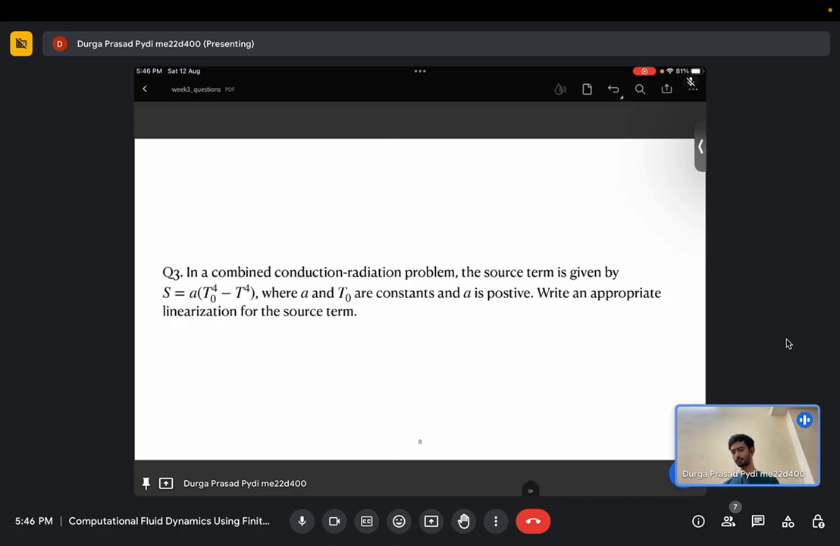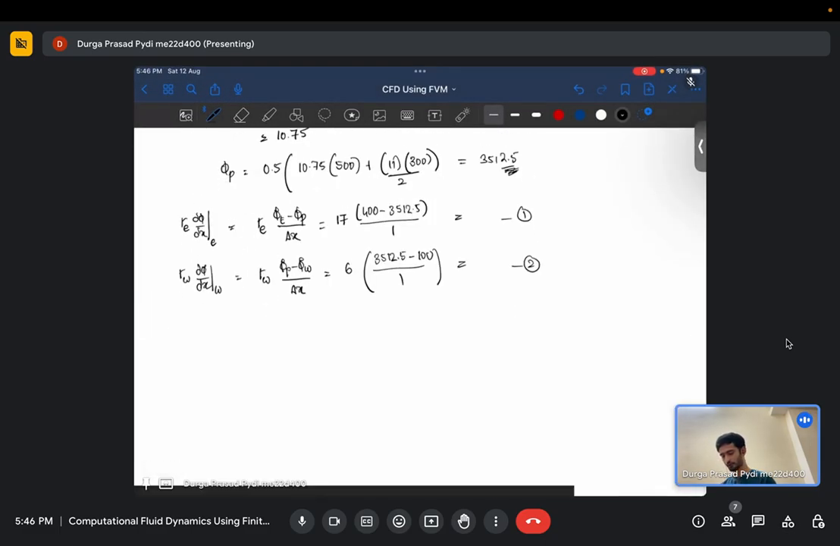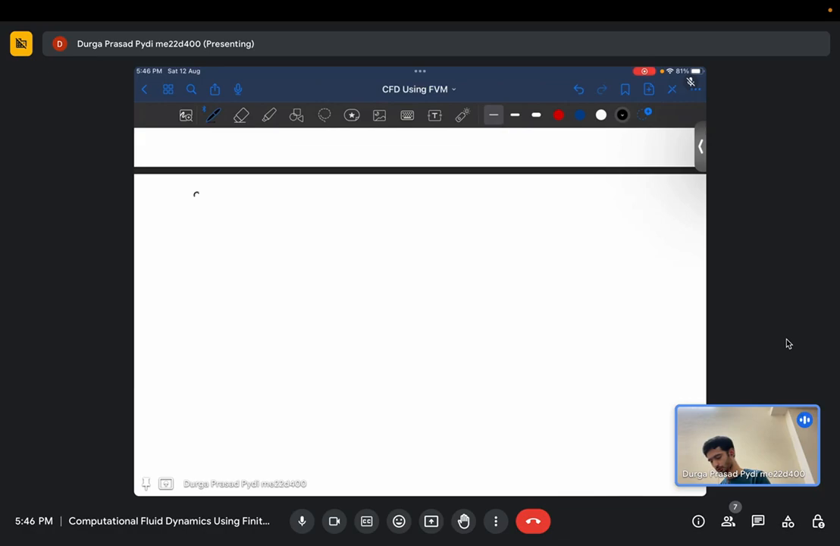Okay, this is another problem where you have conduction plus radiation. Essentially, it's the same problem. The only difference is in addition to the diffusion term, you have a volumetric source term. So you have a diffusion term and then a source term, but this source term is essentially some constant times phi naught power 4 minus phi power 4, or just to be consistent we will use T for temperature. So gamma dT/dx plus T naught power 4 minus T power 4.